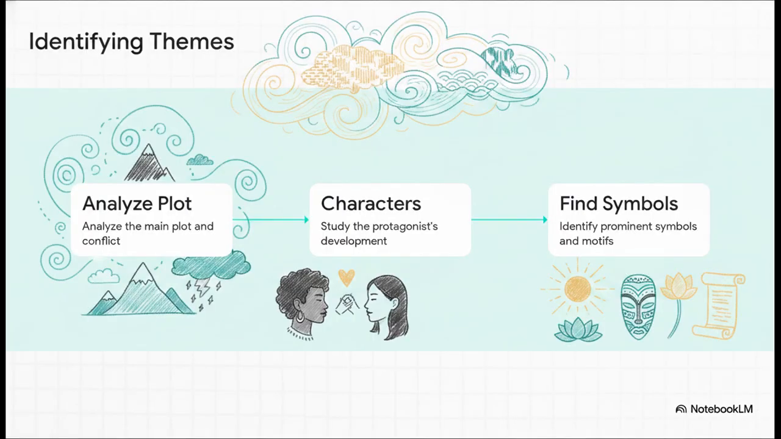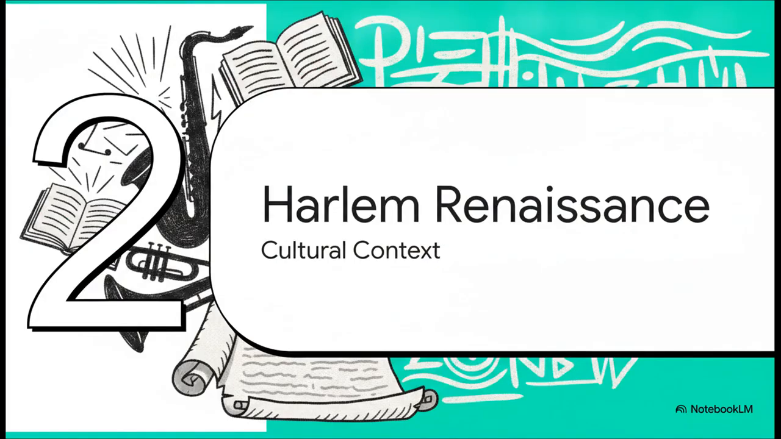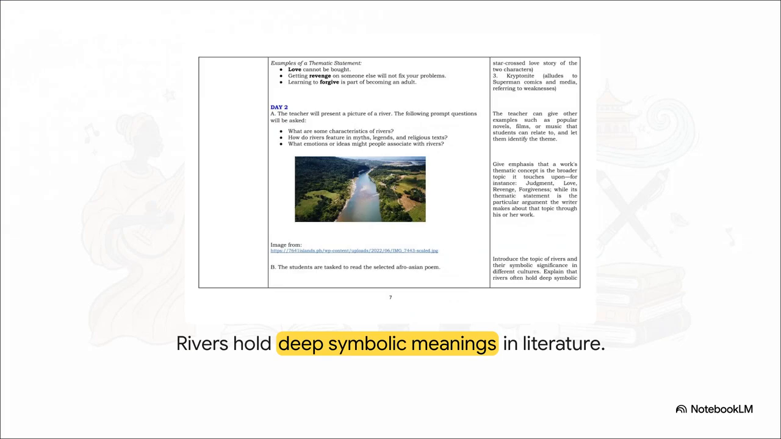If you ever get stuck trying to find a theme, which happens to the best of us, just follow these 3 steps to trace how characters and symbols resolve their conflicts. Moving right along to section 2, the Harlem Renaissance. Keep this image of a sweeping river in your mind, because across different cultures all over the world, rivers hold massive, massive symbolic weight.